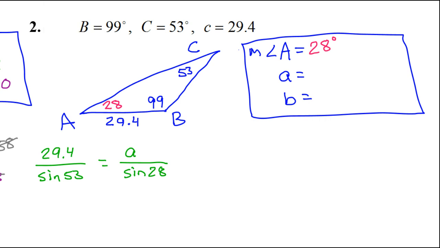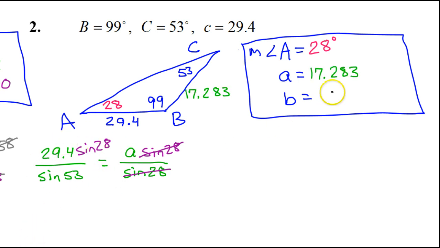Okay, so to get A by itself, I need to multiply both sides by sine 28. So these will cancel each other out. That leaves A by itself. Go ahead and put this whole expression in your calculator at once. So I'm getting 17.283 here.